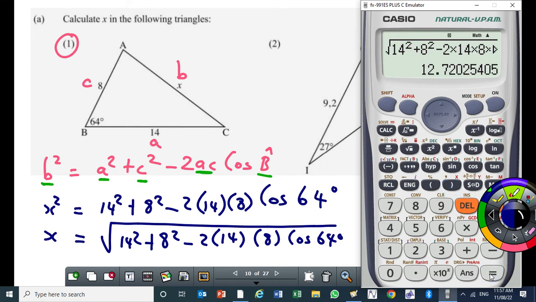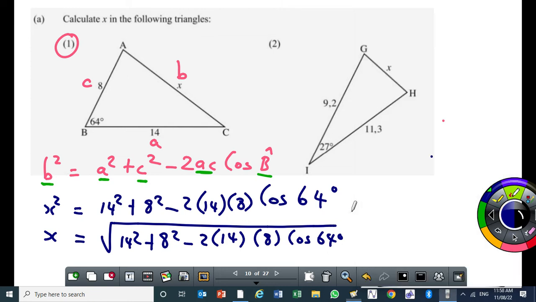Now, that answer there, can you pay attention? That answer there, that's the final answer. Okay? It's not exaggerated. So you round it off to 2 decimal places. That will be 12.72. Okay, so allow me to write it here.